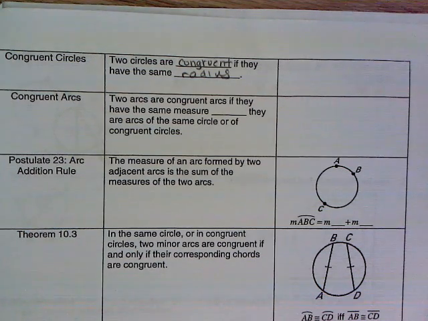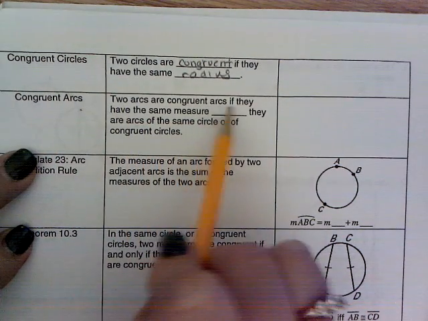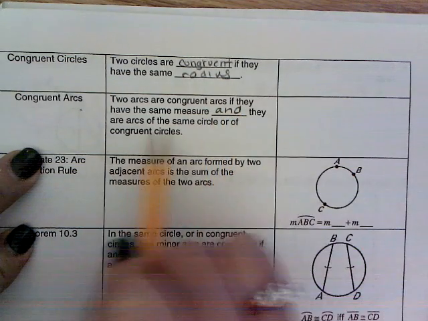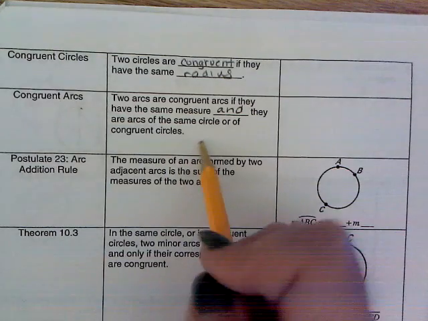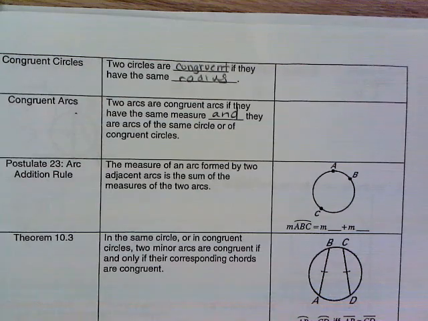But a congruent arc has 2 criteria. One, it has to be a congruent circle, which means their radius is the same, and their arc measure is the same. So to be a congruent arc, it says 2 arcs are congruent if they have the same measure and their arcs are the same circle or congruent circles. And we'll see examples of what they're talking about. Because there are some circles that are drawn on top of each other, and although their arc measure is the same, their radius is not. So therefore, they're not congruent arcs, even though their measure might be the same. They've got to be a congruent circle as well.